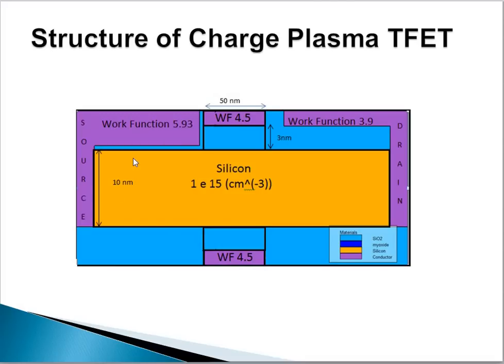We cannot directly contact this metal work function with the silicon. We require an oxide layer in between them to avoid silicide formation. This is the structure of the charged plasma TFET.